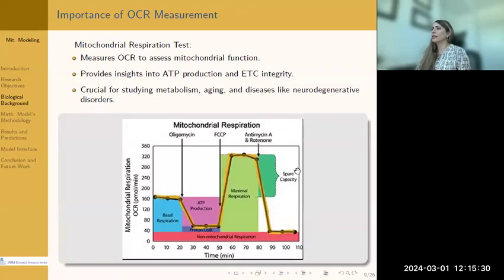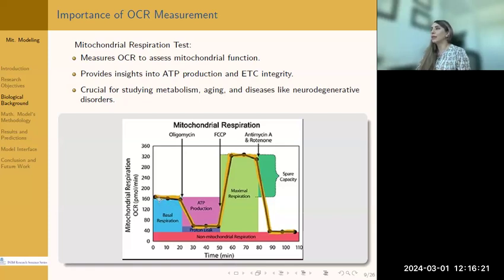So as you can see in this figure, the test involves several phases, including the basal respiration, basal OCR under normal conditions, oligomycin phase, which assesses proton leak and non-ATP related OCR, FCCP phase, which evaluates maximal respiration or respiratory capacity, and antimycin A phase, which controls for non-mitochondrial OCR and completes the respiration blockage. So understanding these phases helps in interpreting OCR data accurately.